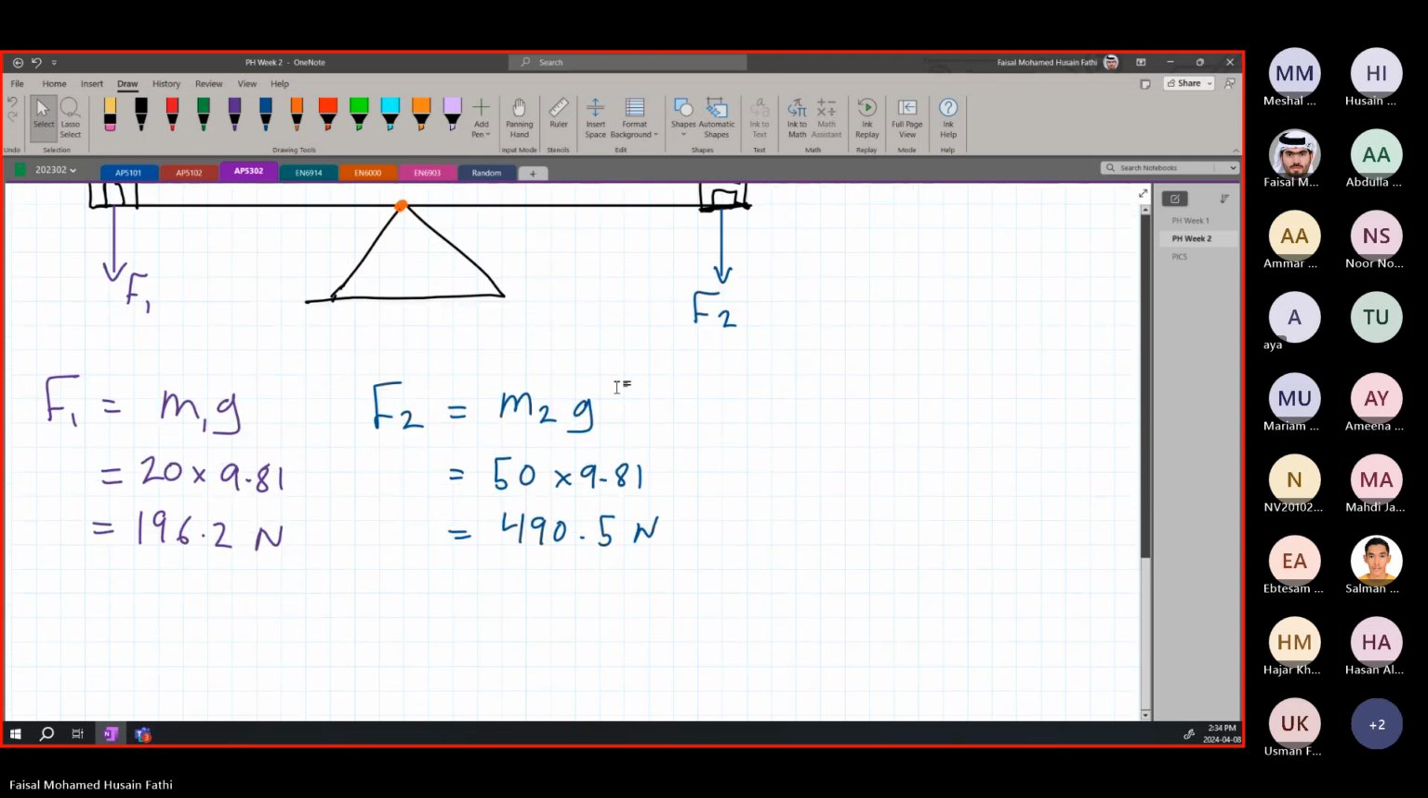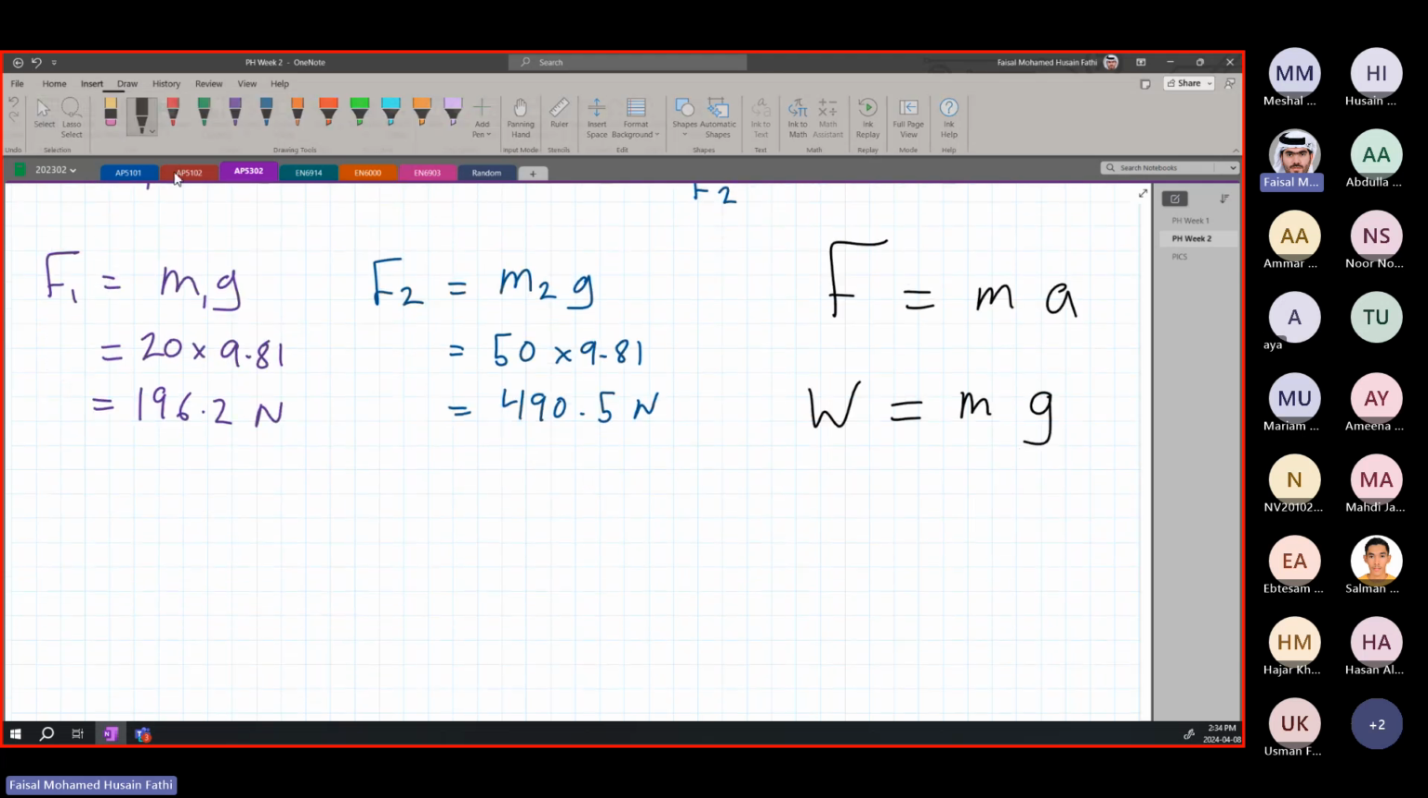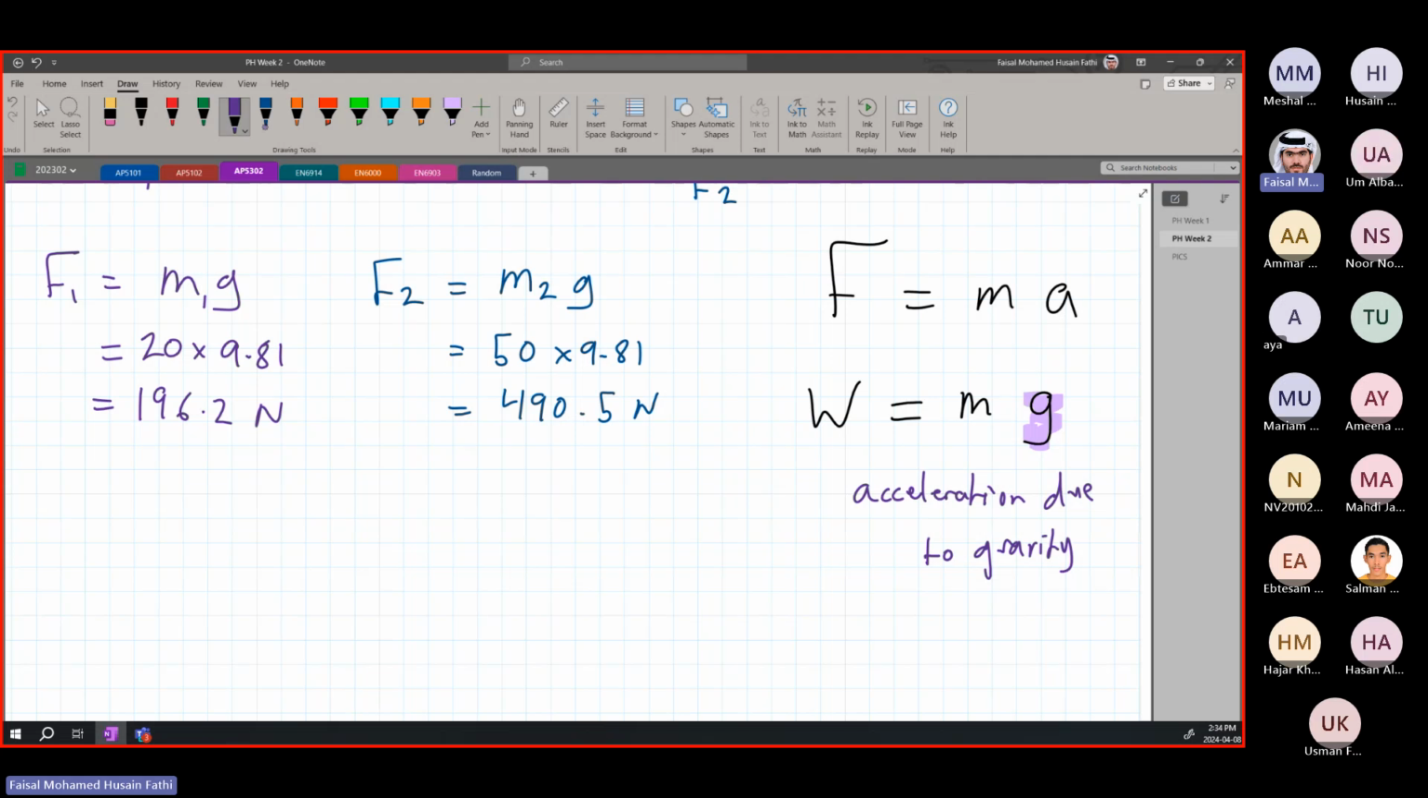Now, yes, F is equal to MA. This is W. Again, I need you to understand one point. When I'm saying F is equal to MA and W is equal to MG, these are the exact same equations. Why? Because this G over here is known as the acceleration due to gravity. So this is A, but a more standard way of writing it is G, because it is always the same on Earth, which is 9.81.